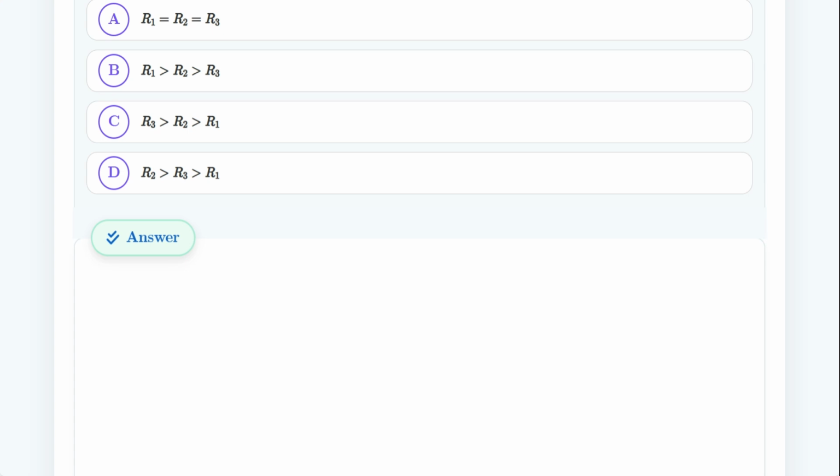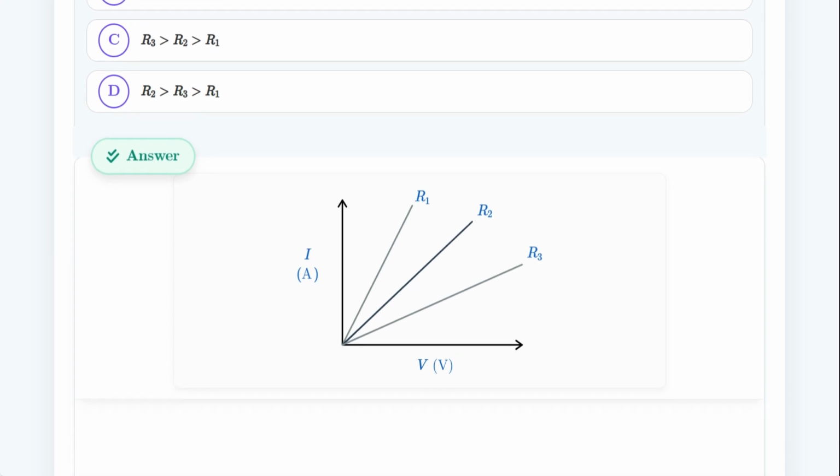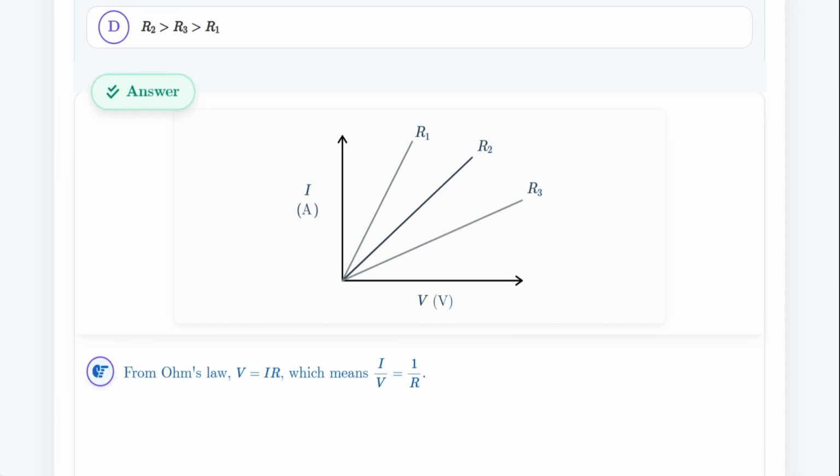To solve this, we just need to understand what the slope of this graph actually represents. Look closely at the graph on your screen. Notice carefully, current, I, is plotted on the y-axis and voltage, V, is on the x-axis. This is very important. Remember Ohm's law. V equals I times R. If we rearrange this, we get I divided by V is equal to 1 divided by R.